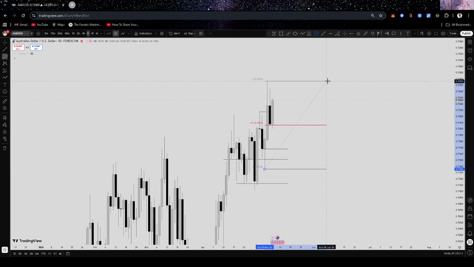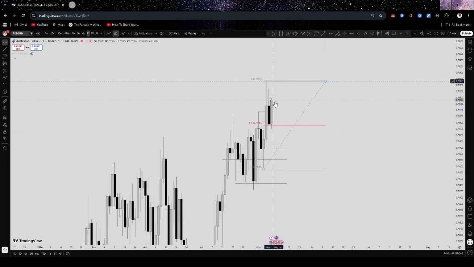I was expecting price to pull back into the 50% of this range, which price did, and I'm still expecting price maybe to pull back around here, to pull back maybe into this OCL or this key level right down here. Always check with confirmation.